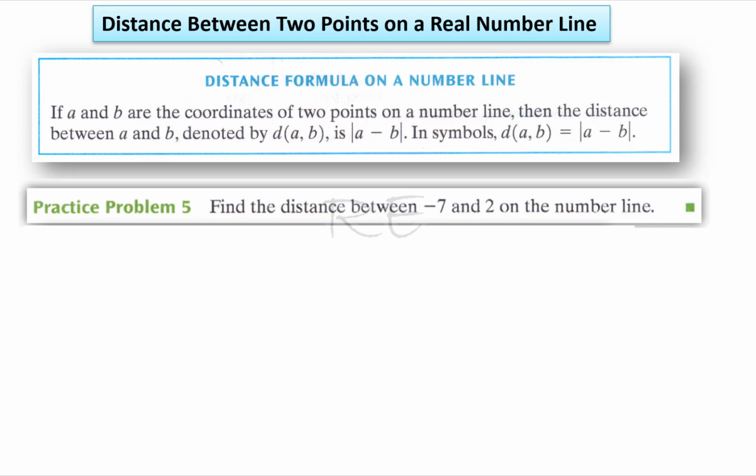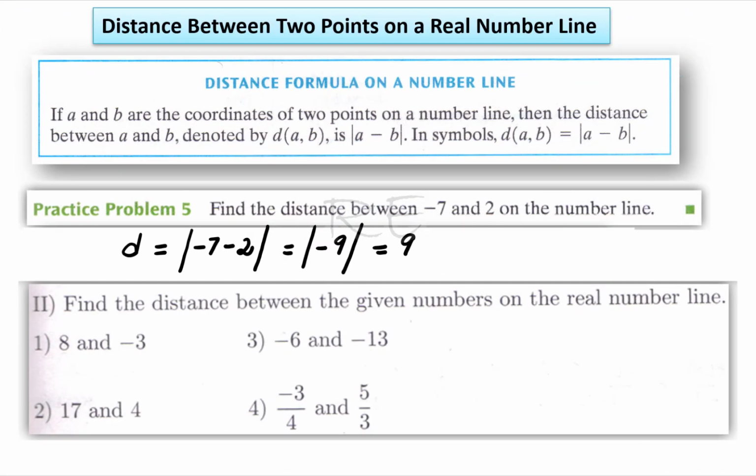Now we need to find the distance between -7 and 2. That distance will be equal to the absolute value of -7 minus 2, which is the absolute value of -9, which is +9. Between 8 and -3, the distance is the absolute value of 8 minus -3, which is the absolute value of 11, which is 11.